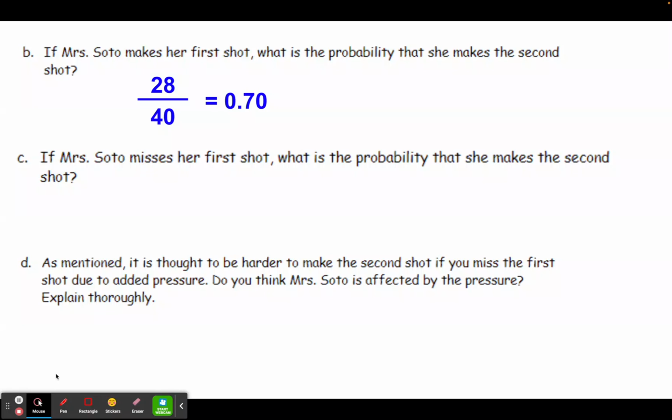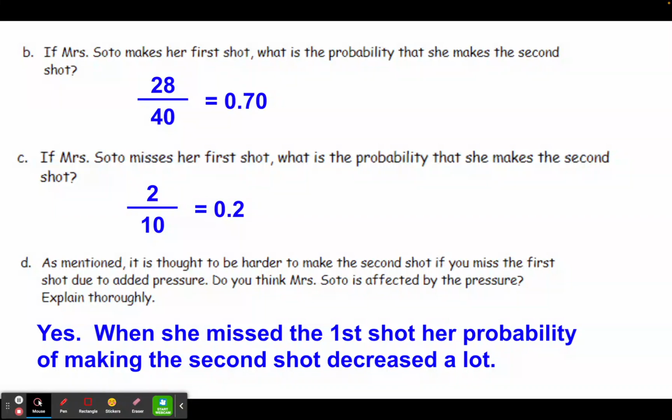Now, if I miss the first shot, so now we move down to the next row, the probability that I would make the second shot would be only 2 out of 10, and that's 20%. Now, as mentioned, we talked about earlier how we think it's harder to make the second shot if you miss the first one, maybe due to added pressure or nerves. Do you think, based on these statistics, that Mrs. Soto is affected by this pressure? I would say definitely yes.